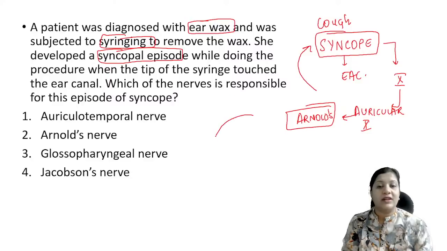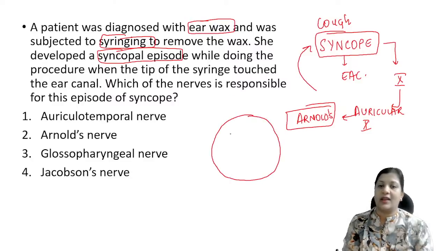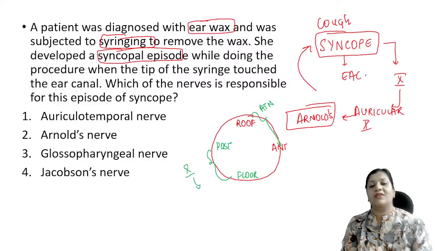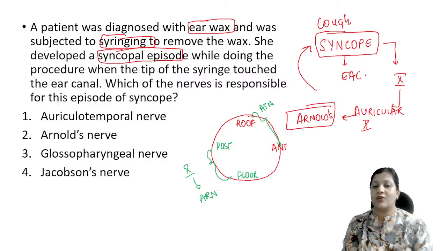And if I come to the nerve supply of the external auditory canal, the roof and the anterior wall of the external auditory canal are both supplied by the auriculotemporal nerve. The floor and the posterior wall of the external auditory canal are supplied by the vagus nerve, the branch of the vagus nerve which is called Arnold's nerve, also called Alderman's nerve.